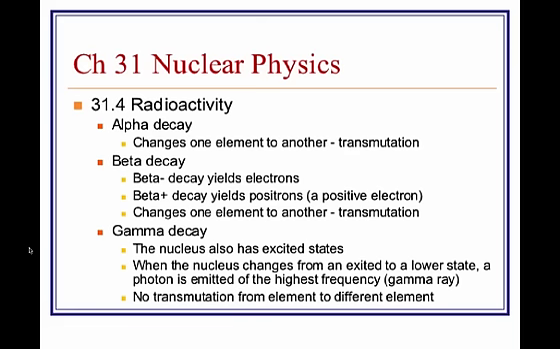And then finally, in gamma decay, we have excited states similar to an electron, as we talked about before, and this releases a very high energy photon in the form of gamma radiation, but it's the same element when this happens.